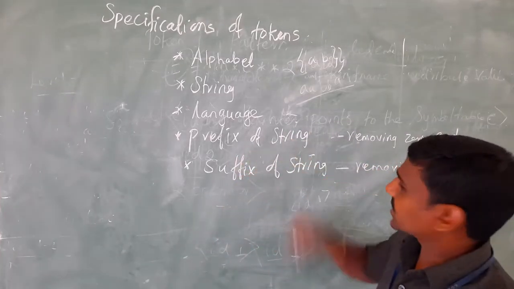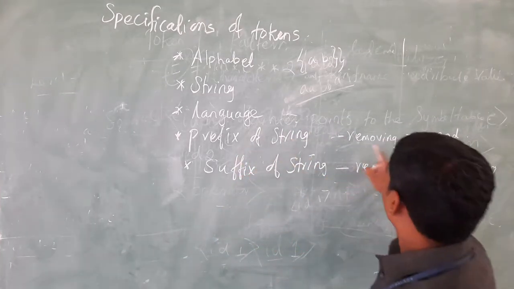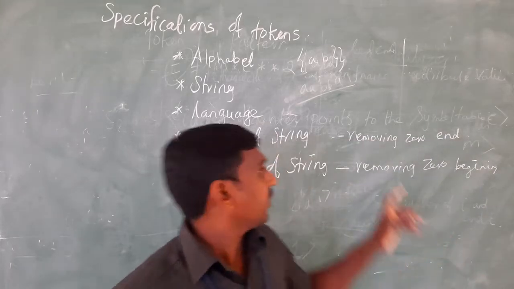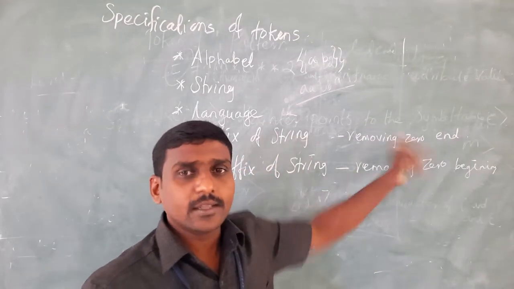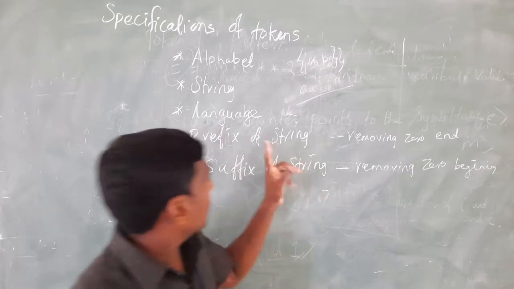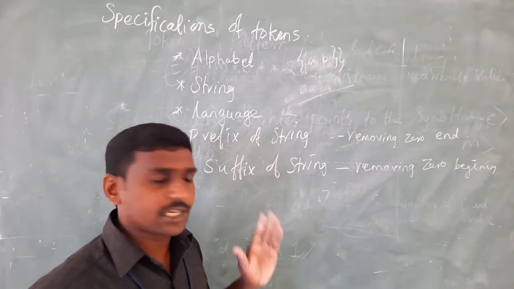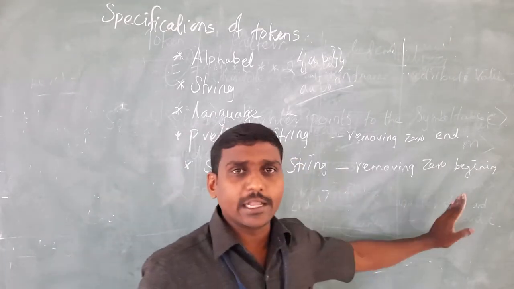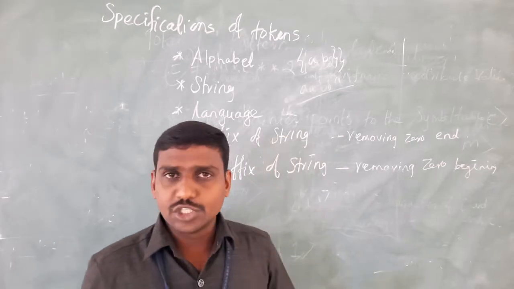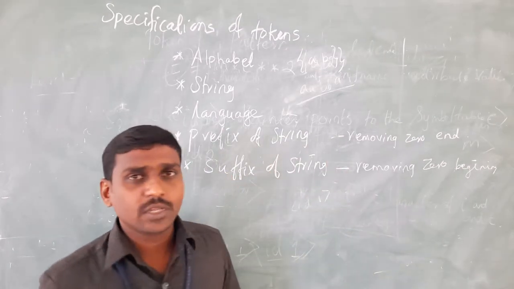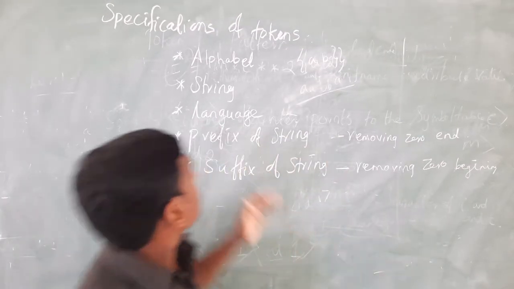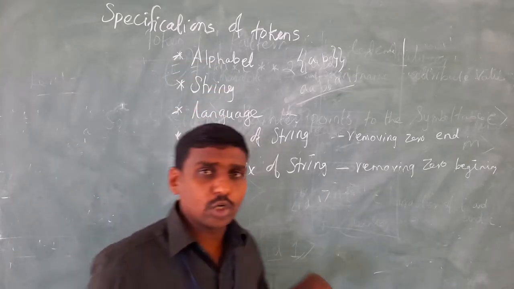Now, prefix of a string means removing zeros at the end. If I remove all the zeros at the end, that is called a prefix of the string. And suffix of a string is removing zeros at the beginning. So prefix of 0, suffix of 0. So this is the specification of tokens.